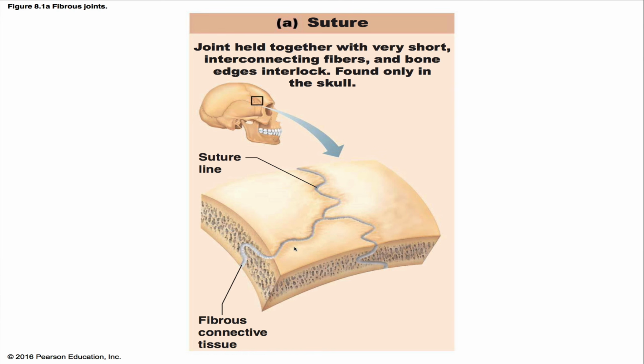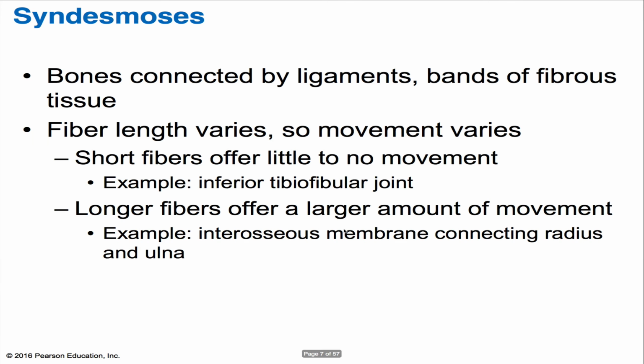But again, later on in life, during your middle ages, this is going to be gone. Okay, this fibrous connective tissue is going to be completely ossified, and this is when you end up calling this the synostoses. Okay, now this entire skull is going to be a single unit at that point.